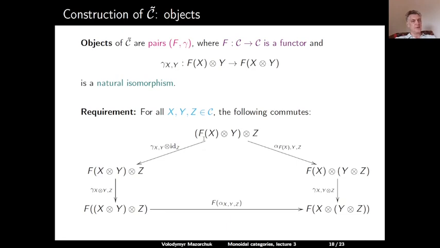Alternatively, starting from f of x tensored with y and then tensored with z, we first apply gamma for the first factor and end up at f of x tensor y, which is then tensored with z. We apply gamma again, we end up at f of x tensor y tensored with z, and now we apply f of the associator and we end up at the object f of x tensored with y tensor z. So this diagram should commute for all x, y, and z in C.